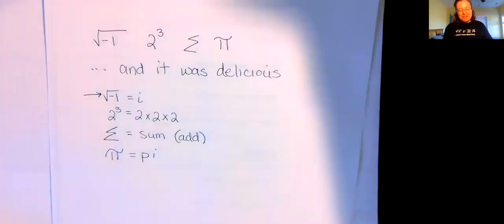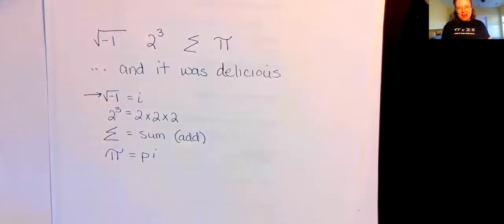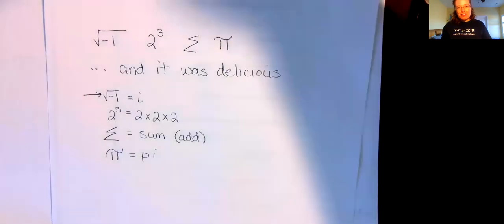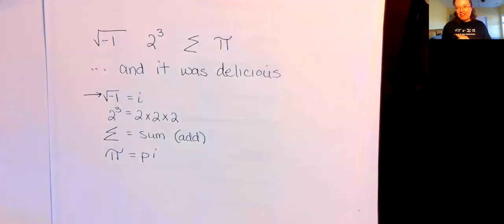English/American units. First, I thought since we're doing math, I'd show off my geeky math shirt that says the square root of -1, 2 cubed, the summation symbol, and the pi symbol. And then underneath it says, and it was delicious.